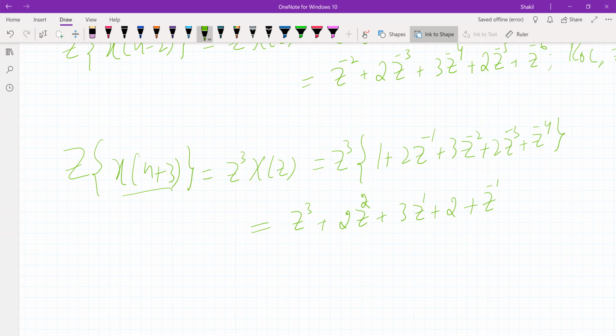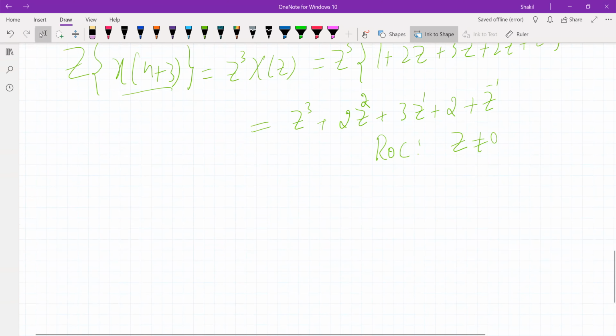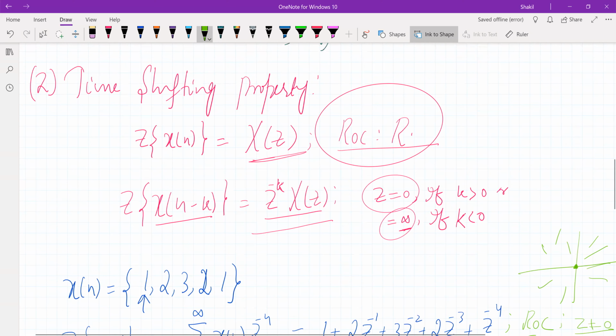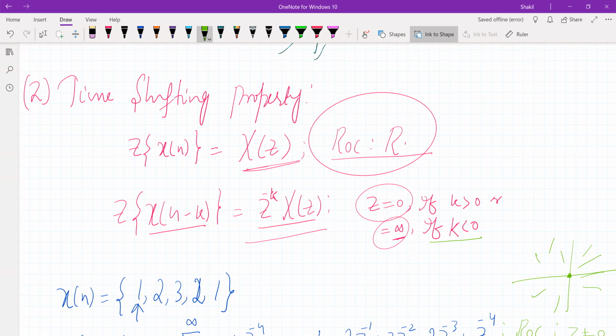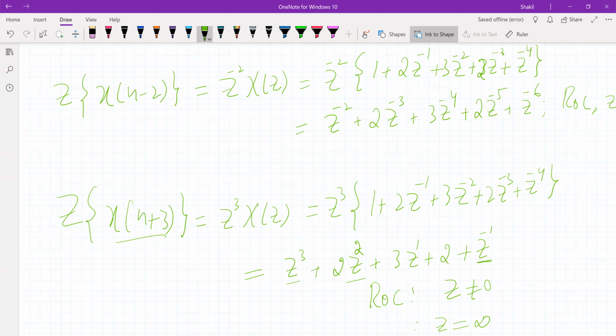You can see the region of convergence of this again is the entire z plane except, see, z equal to 0 is not included in the original ROC. So that's again not included here because if z equal to 0, this quantity becomes infinite. And it also excludes the z equal to infinity point. If z equal to infinity, then the Z transform does not exist. So you can see when k is less than 0, k is here minus 3, because we can write it as x of n minus k.